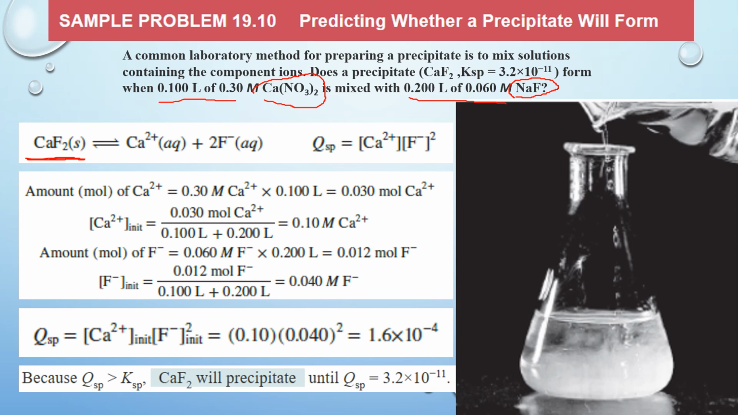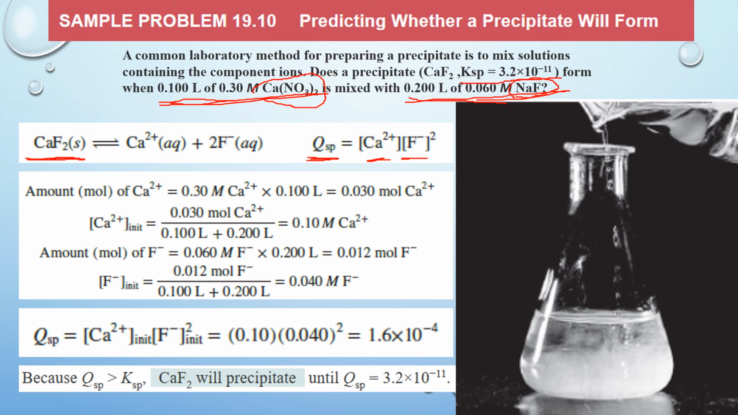The approach is comparing the Qsp value with the Ksp. Ksp is given here, so all we need to do is determine whether the Qsp is greater or smaller than this Ksp value. The Qsp for this equation is equal to the calcium concentration times the fluoride concentration squared. So we need to know the calcium concentration and the fluoride concentration. These two reactants are introduced from these two solutions, so we need to figure out their concentrations when we mix them.